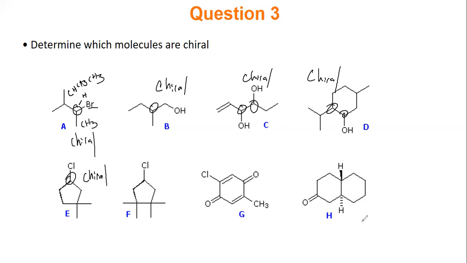F, finally, we come to a situation where we are achiral. There is no carbon in here that has 4 different groups attached to it. So that's an achiral molecule. G, same thing. There is no carbon that has 4 different things attached to it. So that would make this achiral.